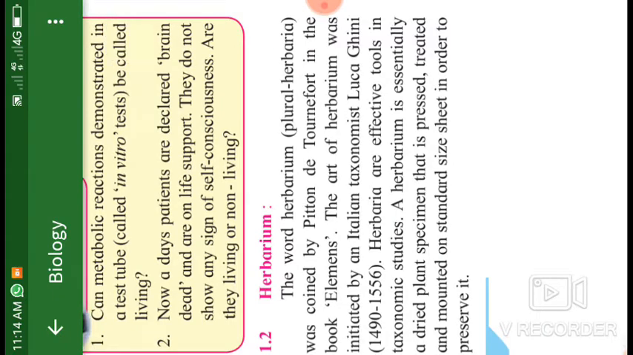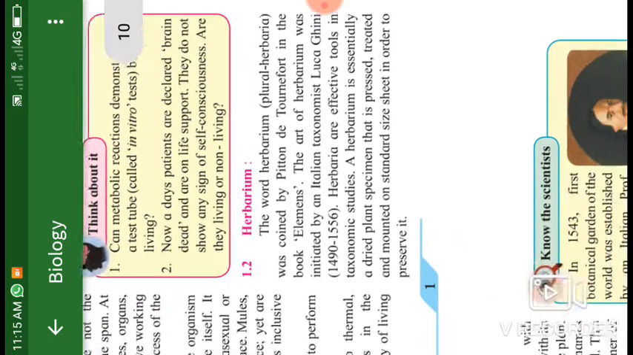Herbarium. The word herbarium, plural herbaria, was coined by Pitton de Tournefort in the book Elements. The art of herbarium was initiated by an Italian taxonomist, Luca Ghini, 1490 to 1556. Herbaria are effective tools in taxonomic studies. A herbarium is essentially a dried plant specimen that is pressed, treated, and mounted on a standard size sheet in order to preserve it.